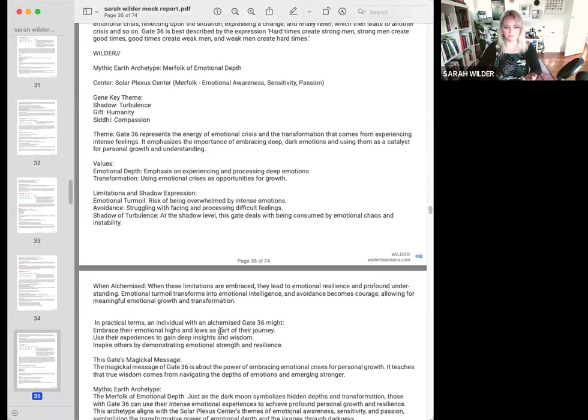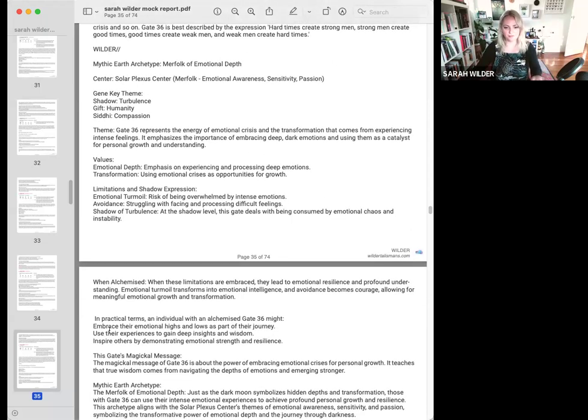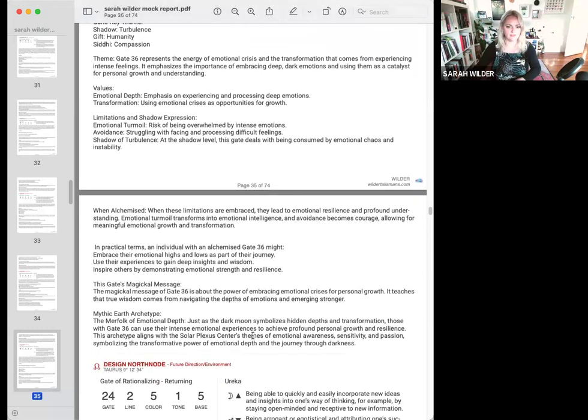And then we come into the practical terms, like super practical advice, like embrace your emotional highs and lows, use your experience to gain deep insight. It's just really basic stuff. So it takes you on this full journey of, let's look at it through a really mythological, fun, playful fairy tale kind of lens. And then also let's bring it into our really mundane reality. So then that gate would give you a message and what it's all about.